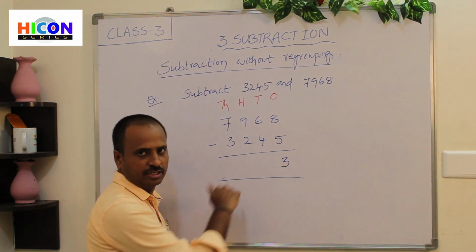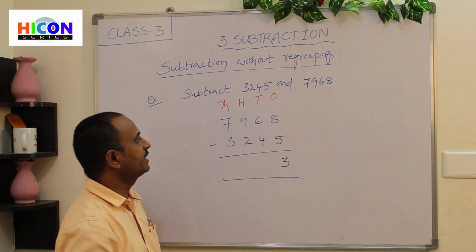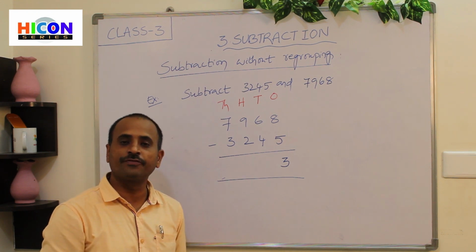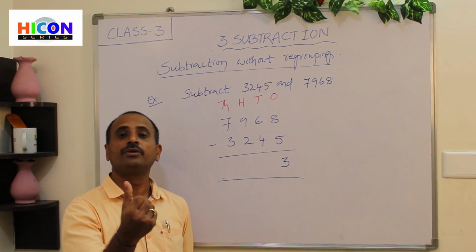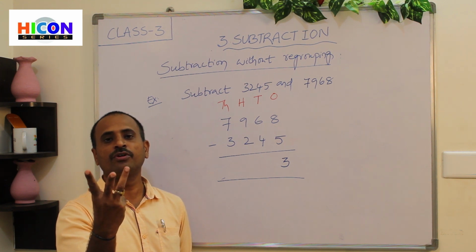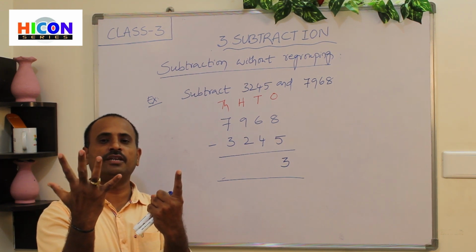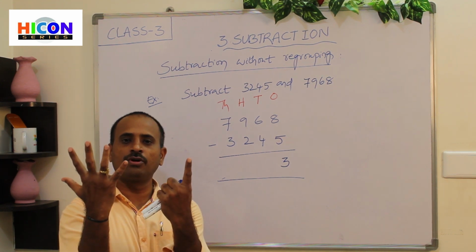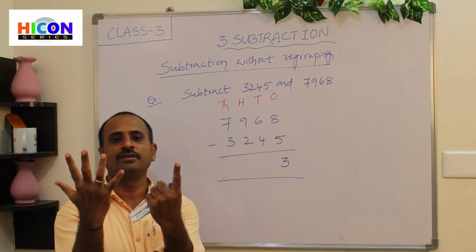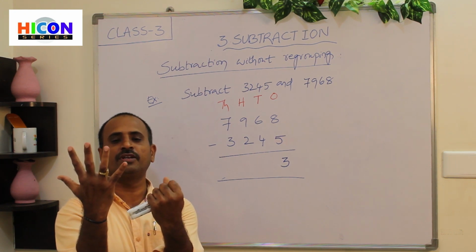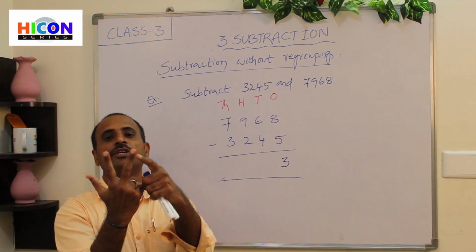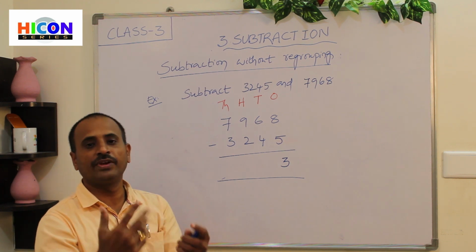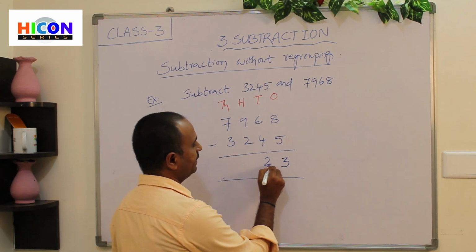Now go to tens place. What are the digits present under tens place? 6 and 4. What is the first number? 6. Open 6 fingers of your hand: 1, 2, 3, 4, 5, 6. These are the 6 fingers. What is the second number in the tens place? 4. Close 4 fingers among these 6 fingers: 1, 2, 3, 4. How many fingers are left? 1, 2. So 2 fingers are left. Write 2 under tens place.